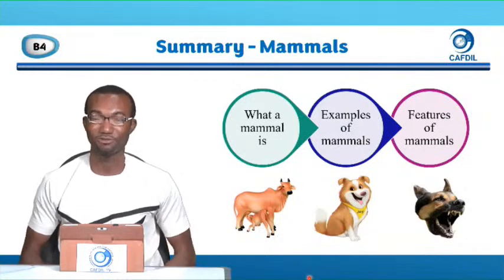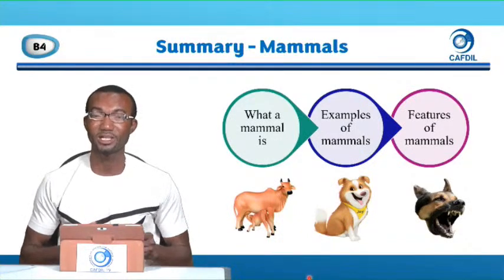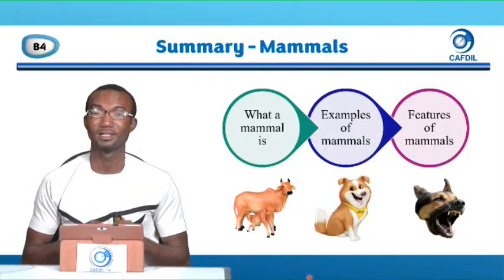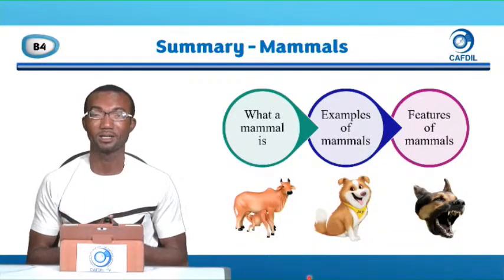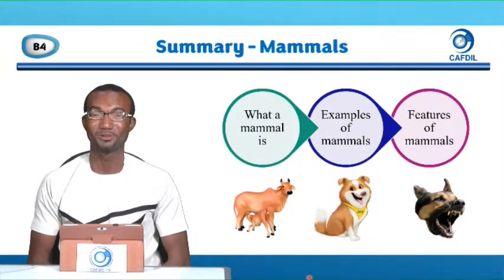We also looked at some facts: the elephant is the biggest mammal on land, the cheetah is the fastest mammal on land, and the giraffe is the longest or the tallest mammal on land. So Kate, this is what we went through today about mammals. Now let's test ourselves on this topic, on mammals.